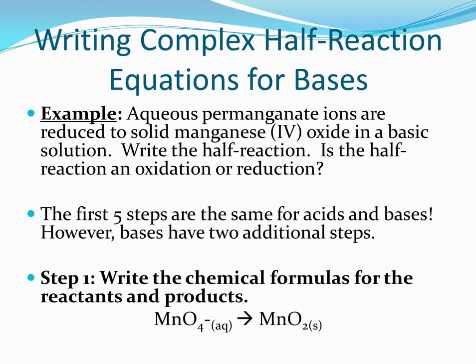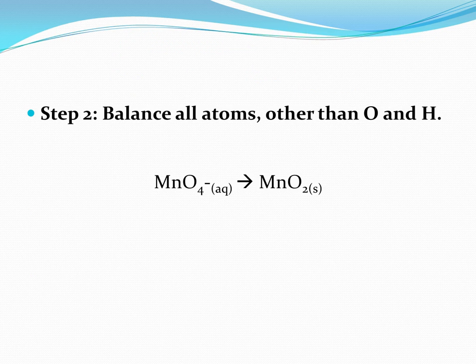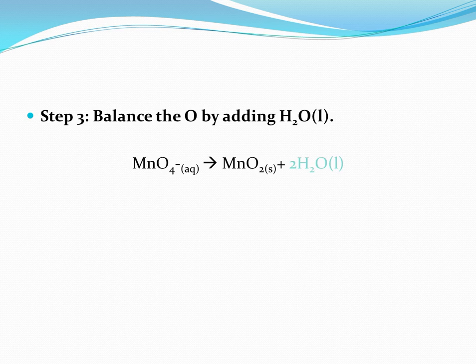The procedure for balancing with bases is very similar to balancing with acids. The first step is to write the reactants and the products. The second step is to balance all atoms with the exception of oxygen and hydrogen. The third step is to balance the oxygens by adding water molecules.